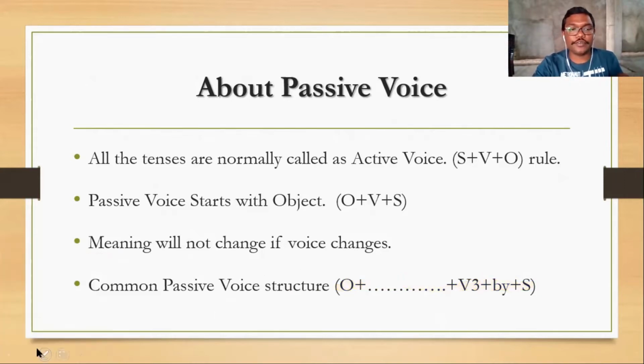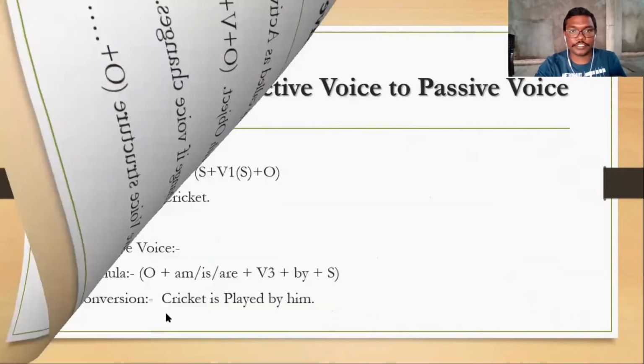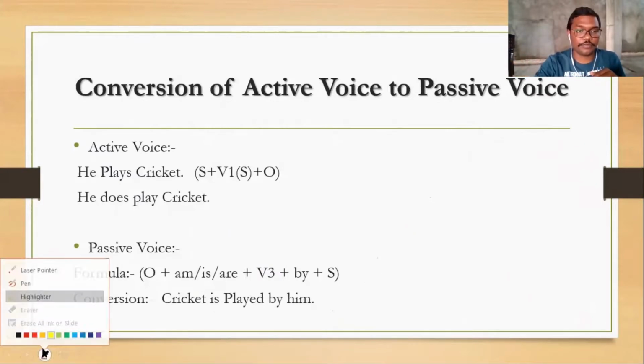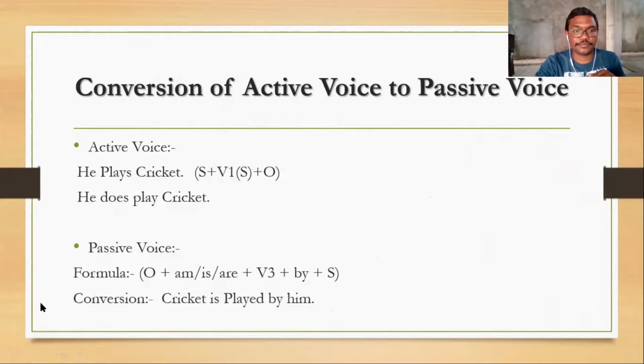Next, we'll clearly go into the topic. First of all, conversion of active voice to passive voice. As I said, the simple present tense form is called active voice. What we have discussed in the active voice: he plays cricket. This is subject, verb 1, object.